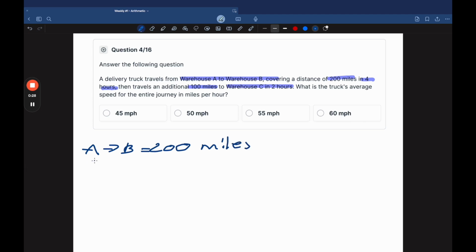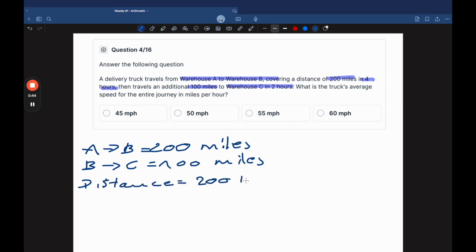Step 2. Calculate the total distance. First, add the distances traveled. From warehouse A to warehouse B is 200 miles. From warehouse B to warehouse C is 100 miles. So the total distance is 200 miles plus 100 miles, which equals 300 miles.